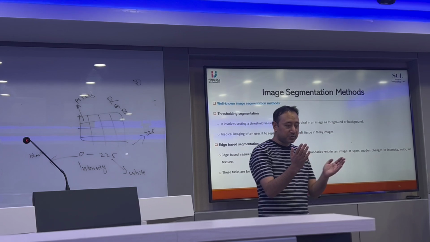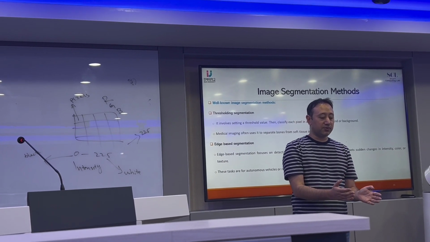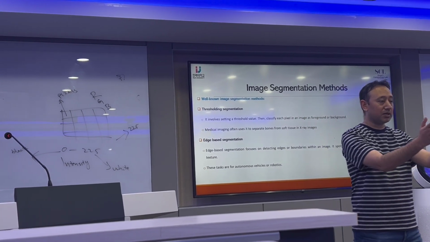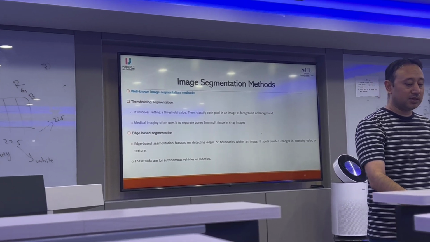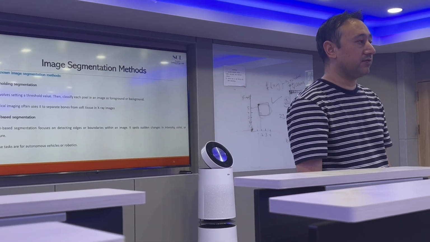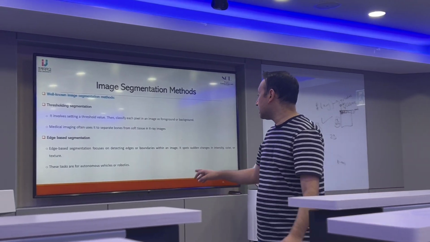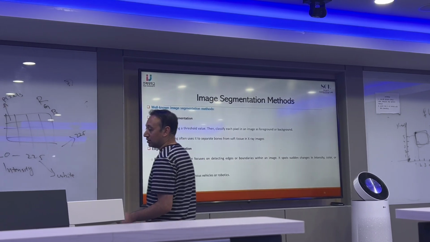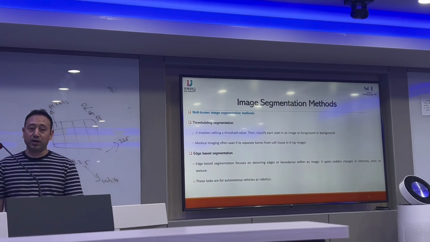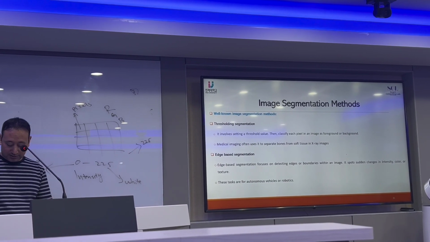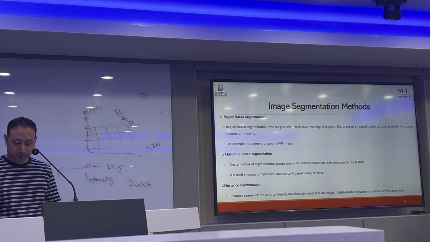There may be an abrupt change in the intensity of the image. For example, the intensity of this pathway is different, and the intensity of this area is different. So they use edge-based segmentation in such scenarios where the abrupt change of intensity is important.